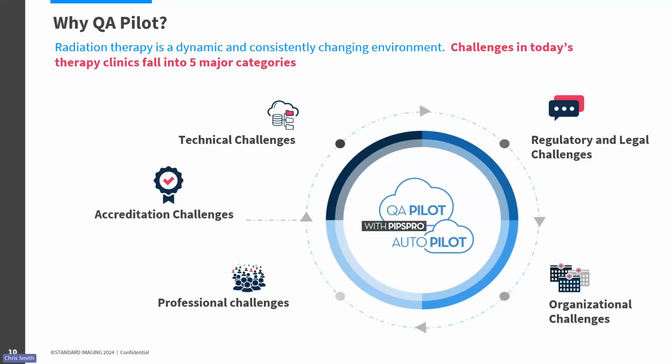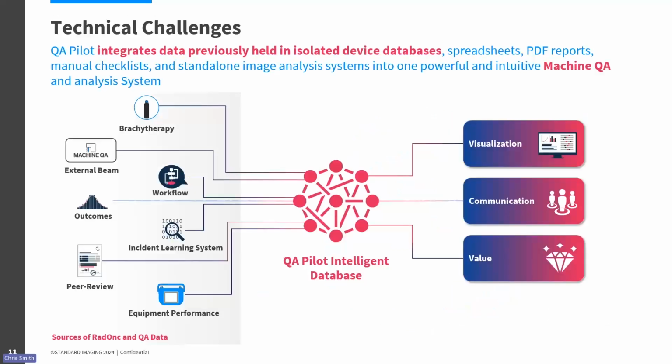So as we briefly talked about the 5 key areas that QA Pilot is addressing, our technical challenges, and again, we'll go through these pretty quickly. We can spend more time on some of these as we go, but really first, we'd like to start to address our technical challenges. And so QA Pilot really does integrate all of these previously held isolated databases. And whether you've got spreadsheets or manual checklists or standalone checklists, or you've got protocols you haven't been able to implement across all your sites yet, standalone image analysis and those sorts of things, anything in your machine QA analysis system, we know that we have multiple points of entry when it comes to managing your machine QA data.